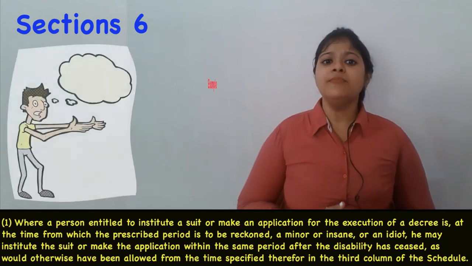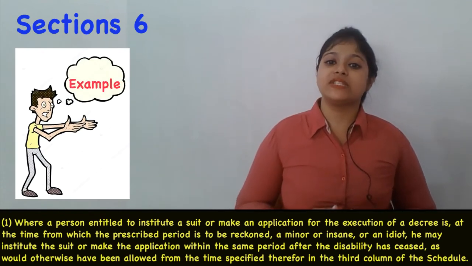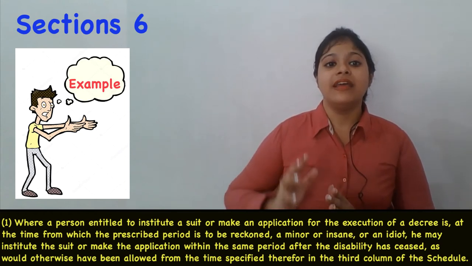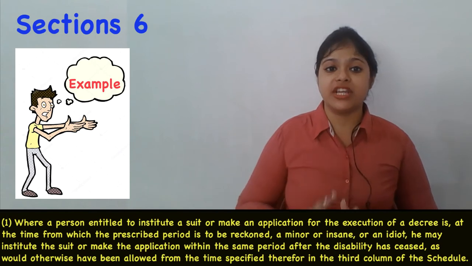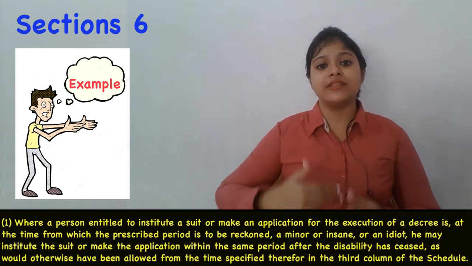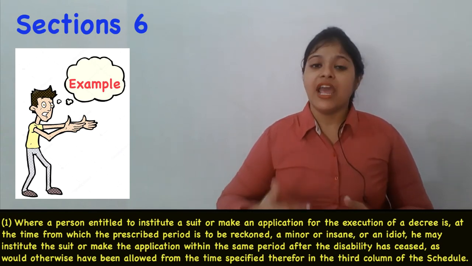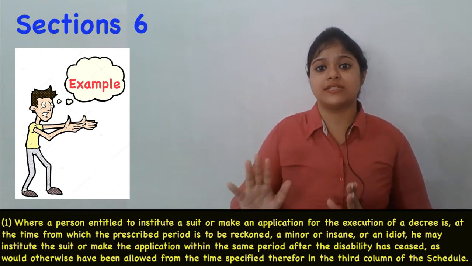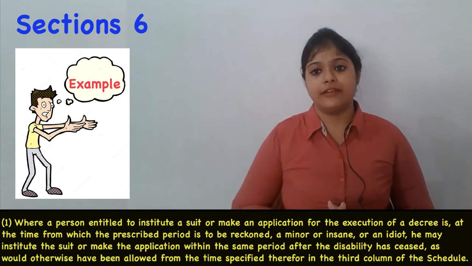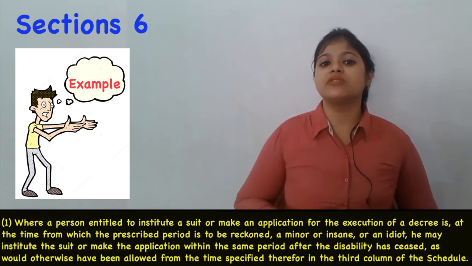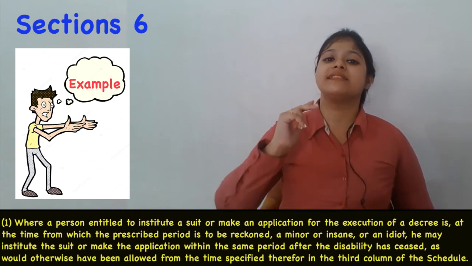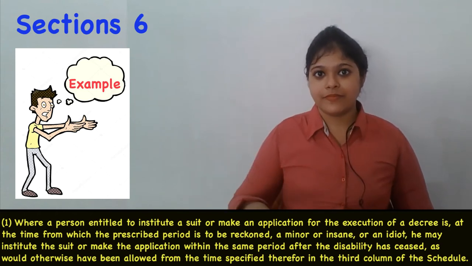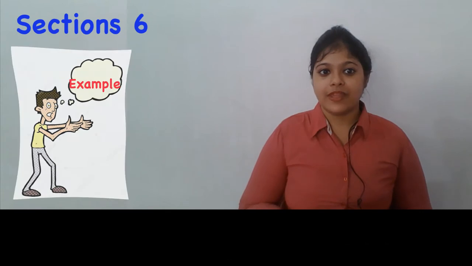For example, if the property of the deceased was wrongfully partitioned without the minor being given his particular share, and the limitation period was exhausted while he is still a minor, the minor can institute the suit after he is a major, within the period so prescribed in the schedule. It is in the third column.